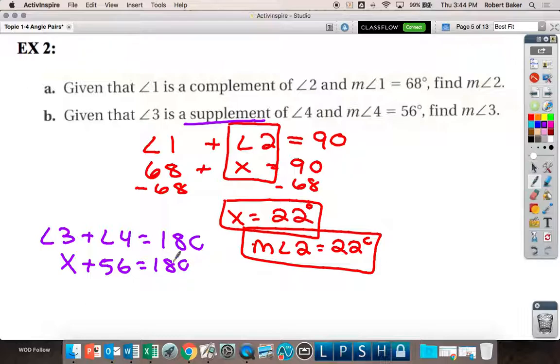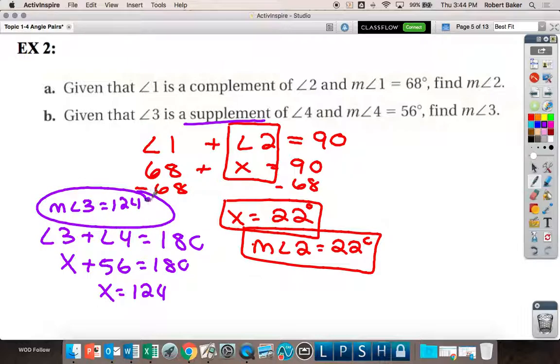Guys, that is a very common test-taking thing where I try and trick you and the second angle is given, not the first one. So just be very careful. Yes, the answer is 124. But do you know which angle is 124? Angle 3. The measure of angle 3 equals 124 degrees.